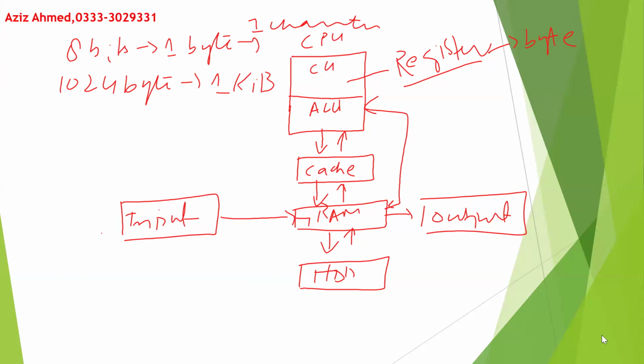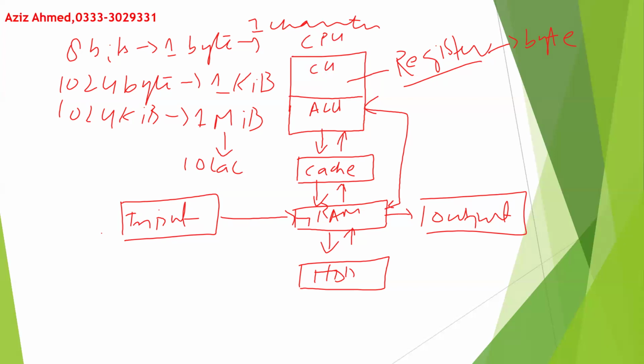Okay. 1024 kilobytes equal 1 megabyte. Do you know megabyte? Mega means 10 lakh. It means 10 lakh characters can be stored in 1 megabyte. So you need to have storage for 10 lakh characters.